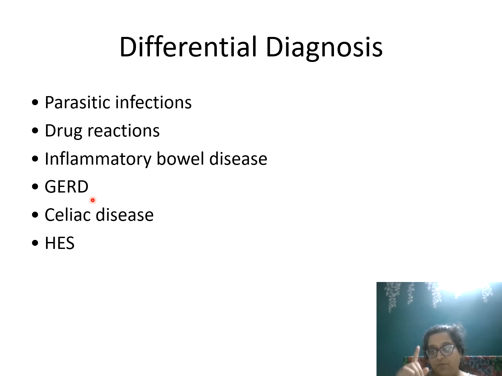GERD, I showed you in the esophagus with eosinophils. But there should be neutrophils also to call it GERD, and there are some specific points to diagnose GERD. Okay, celiac disease, sometimes, not always. There, lymphocytes are more important. And hereditary eosinophilic syndrome, where mutational analysis and peripheral blood eosinophilia should also be kept in mind. Okay.